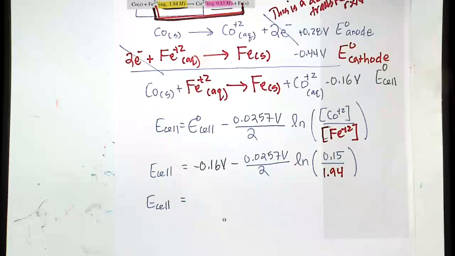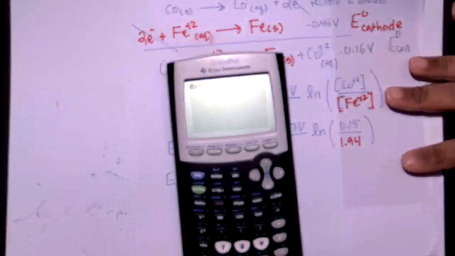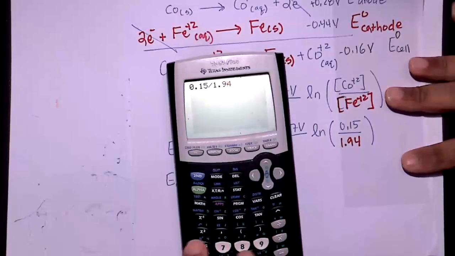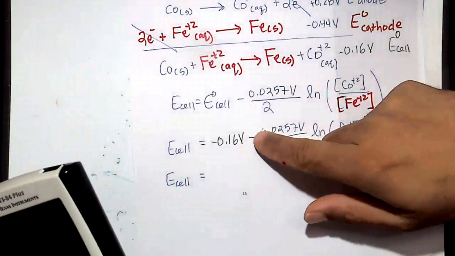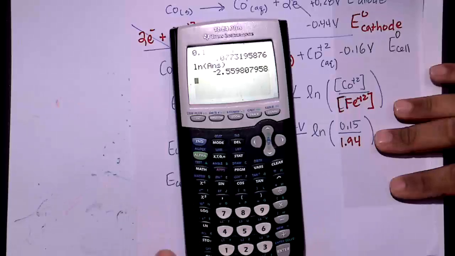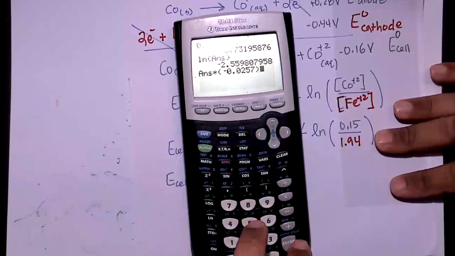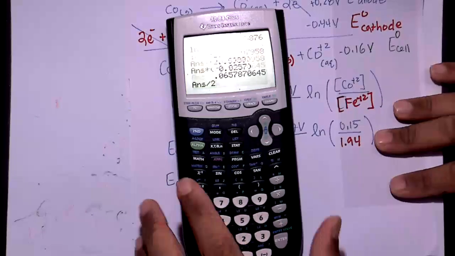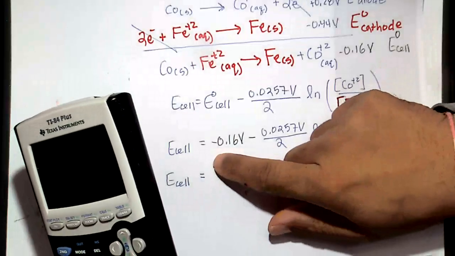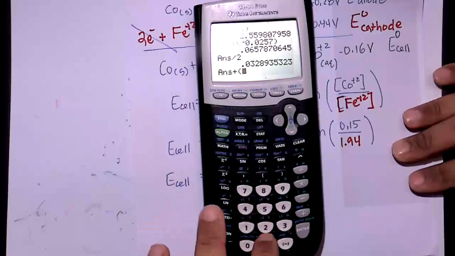Right, can we do this on our calculator together? Let's see what we get here. 0.15 divided by 1.94, natural log of that, times negative 0.0257, divided by 2, plus a negative 0.16. Everyone see here?